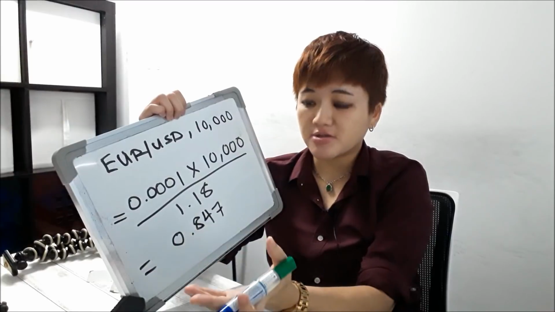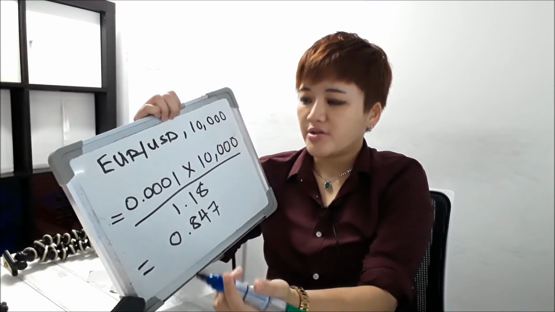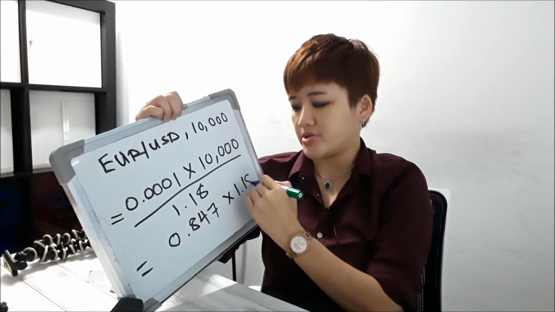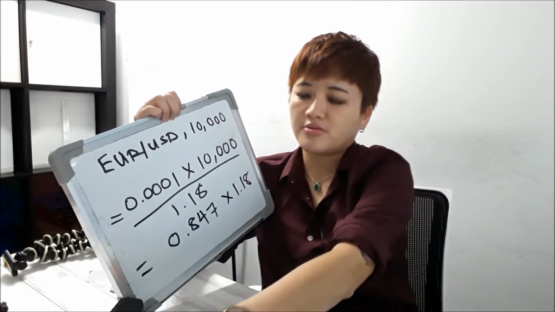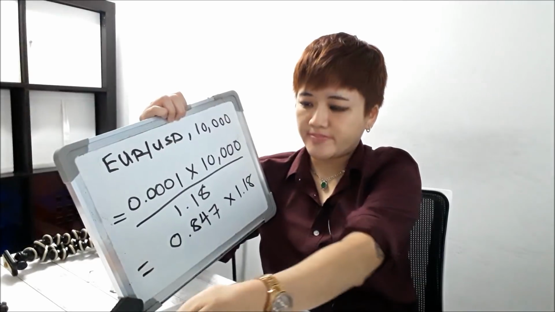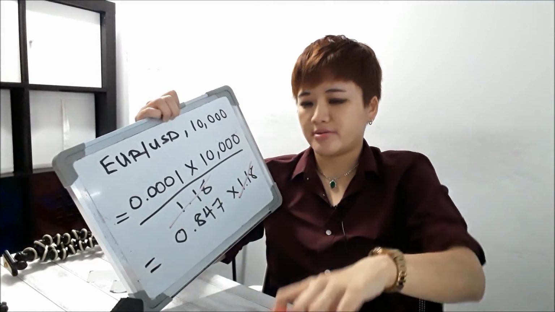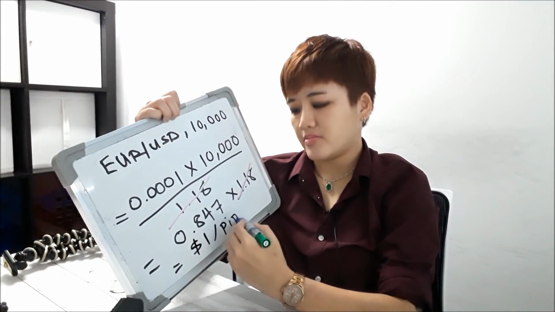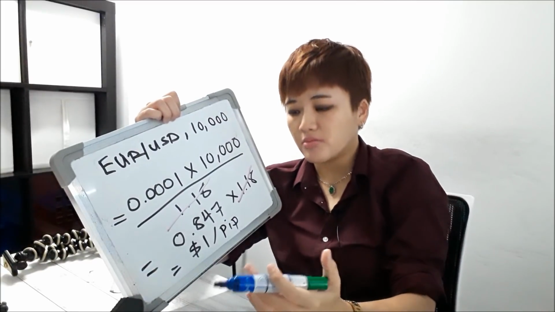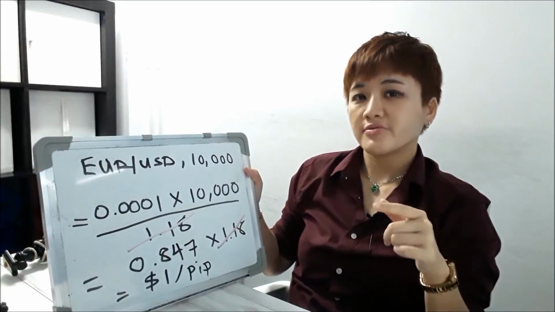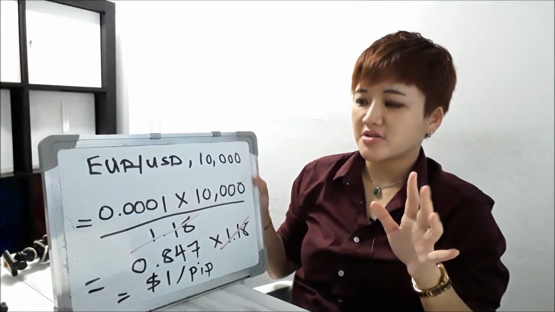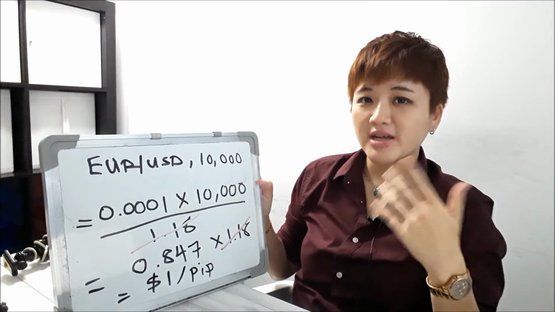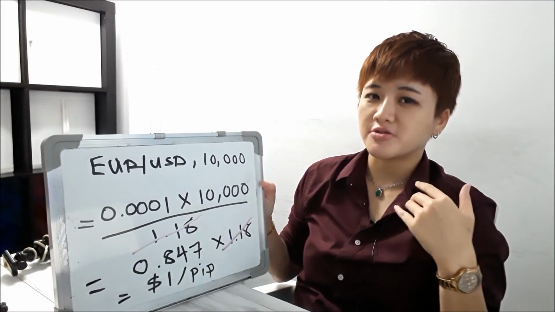So you need to change this to USD. So how do you do that? You need to take this answer and then times the current market price, which is 1.18. And if you pay attention in secondary school, cancel, your answer would be $1 per pip. So 1 mini lot is equal to $1 per pip for euro dollar. So of course, if you dig deep into it, it also depends on your leverage because your leverage will determine your trade size. So if you leverage more, you control more currency. You leverage less, you control less currency.